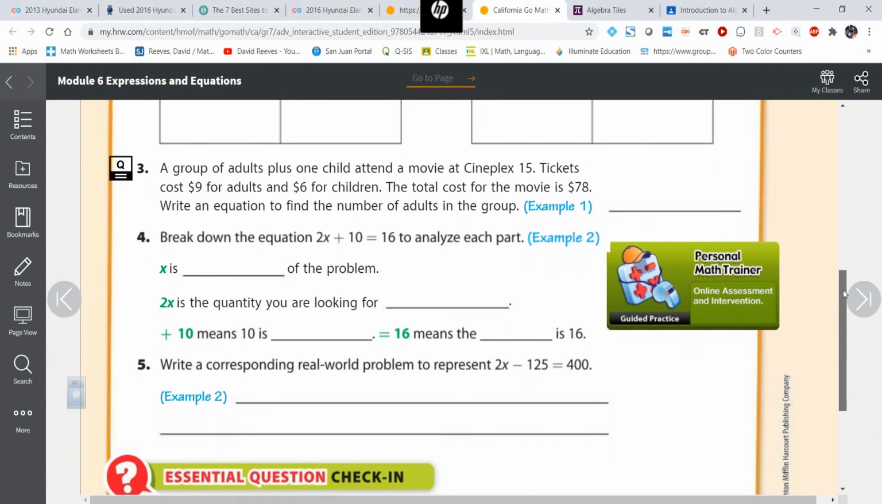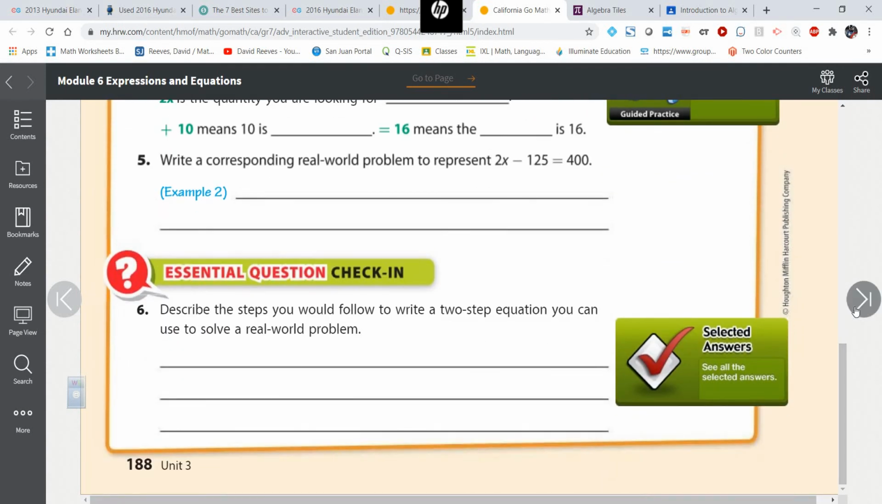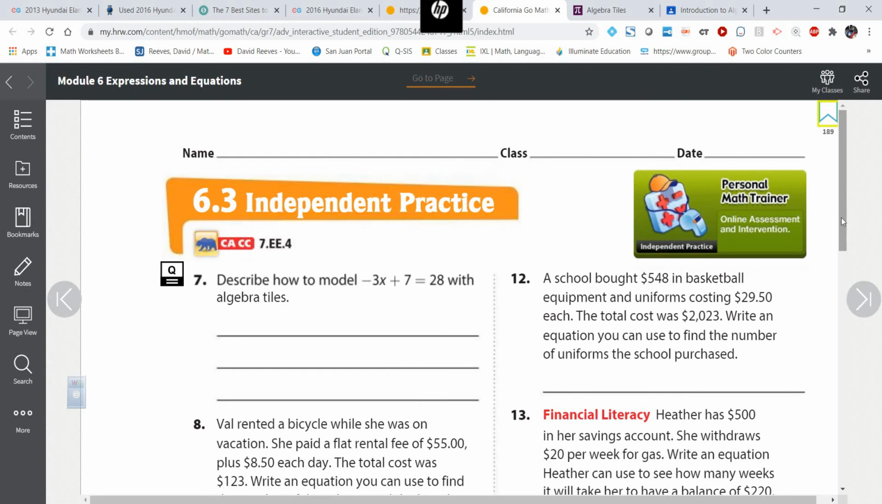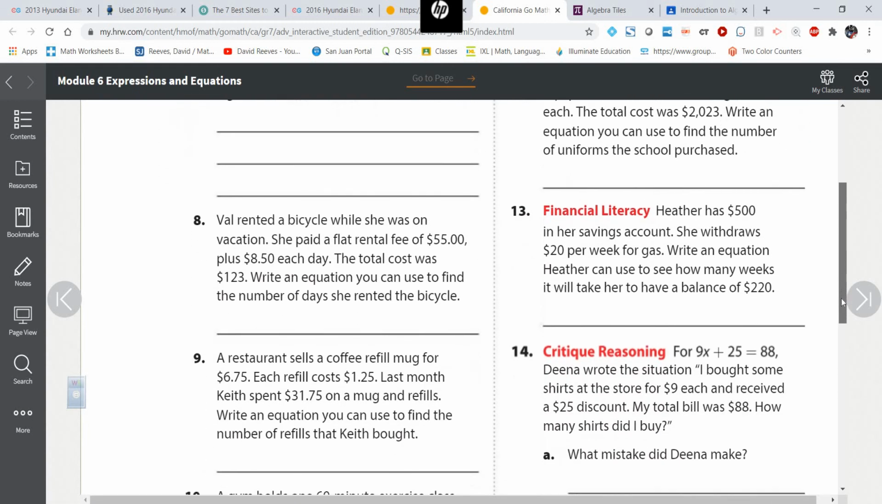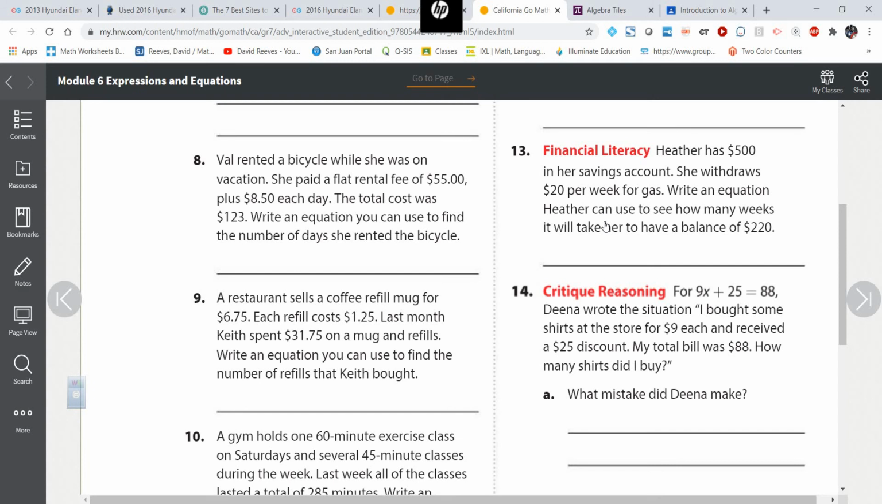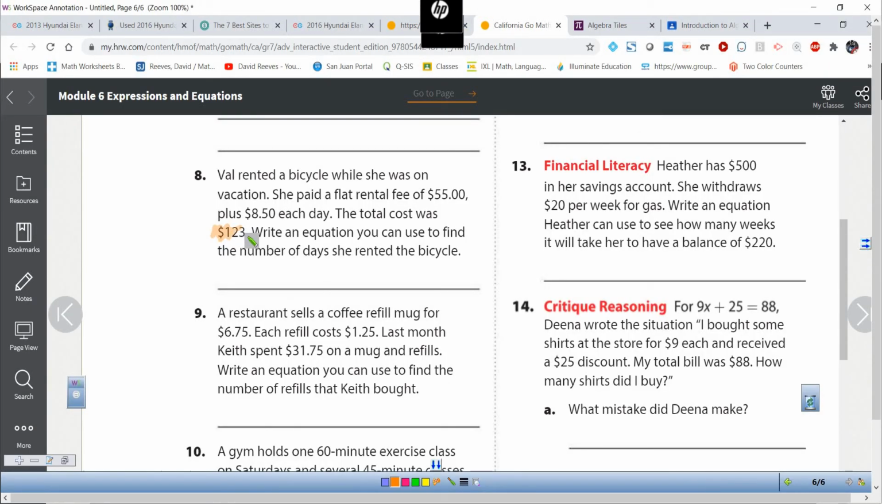All righty. Let's go ahead and go to another problem over here. Val rented a bicycle while she was on vacation. She paid a flat rental fee of $55 plus $8.50 for each day. The total cost was $123. All right, so here we go. There's my total cost right there, equals 123. Find the number of days she rented the bicycle.